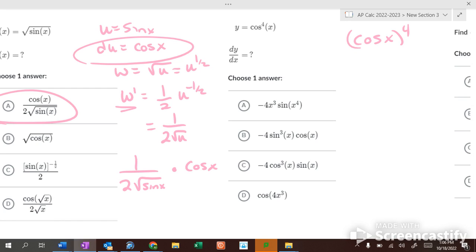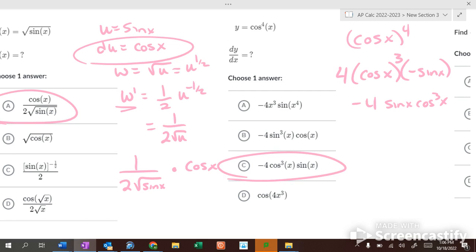Okay, should we take the shortcut without using the u's and the du's and all that? Put the 4 out front. Leave the inside the same, cosine of x. Drop the power by 1 to the 3rd power. Power rule it. And then you have to take the derivative of the inside, which is negative sine of x. So you end up with negative 4 sine of x cosine to the 3rd of x, which is C.